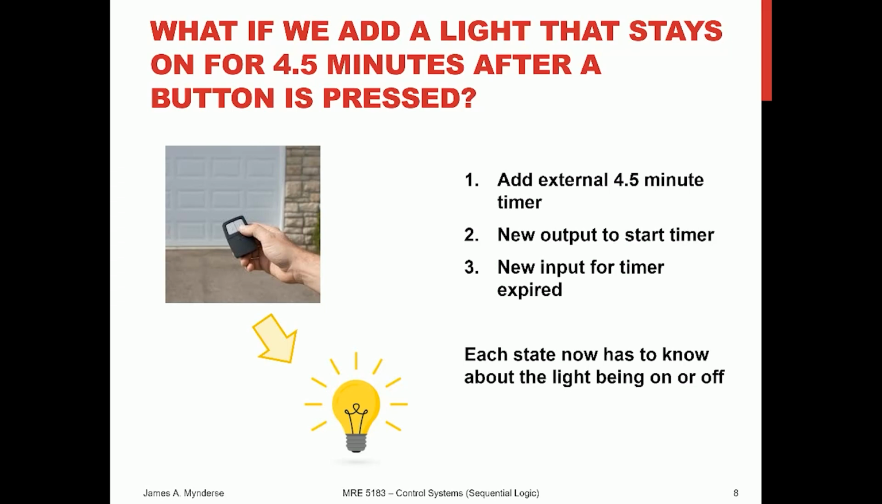And so how are we going to do that? Well, we're going to assume that there is some sort of external timer that's going to keep track of the time for us. So there's some device that this garage door opener logic is going to communicate with that will count the time. We're going to create a new output that triggers the timer, and a new input from the timer to understand when the timer has finished counting 4.5 minutes. That's the timer expired. And so now we're going to have to consider that light every time the button is pressed. Wow, that's a lot of additional stuff.